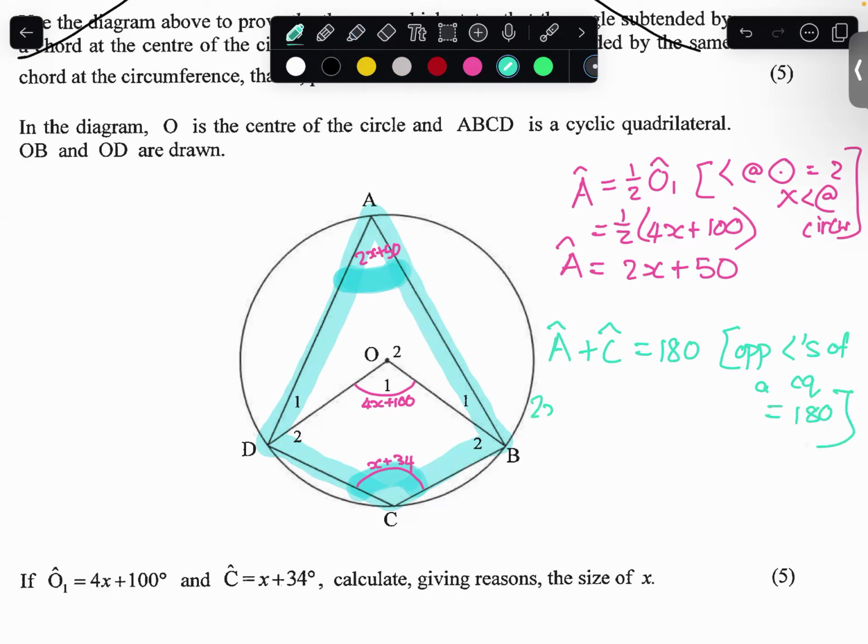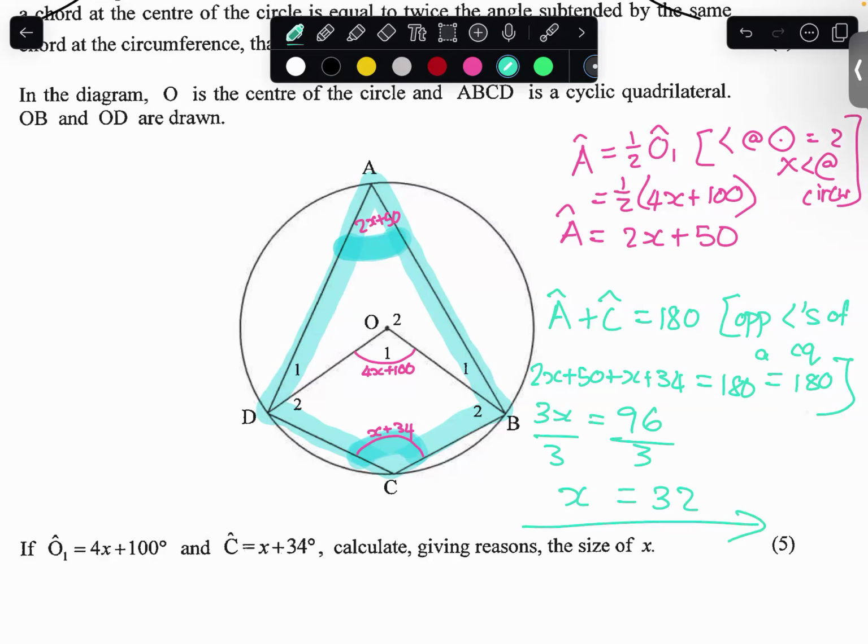So we're going 2x plus 50 plus x plus 34 must be equal to 180. That gives me 2x plus x is 3x. 180 minus 50 is 130, minus 34 is 96, I think it is. Divide both sides by 3, x is equal to 32. Let me just double check that. It is. Okay, and that's your 5 marks.